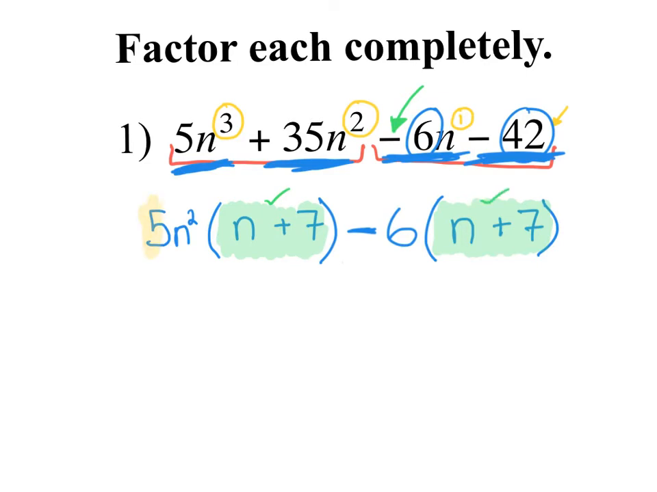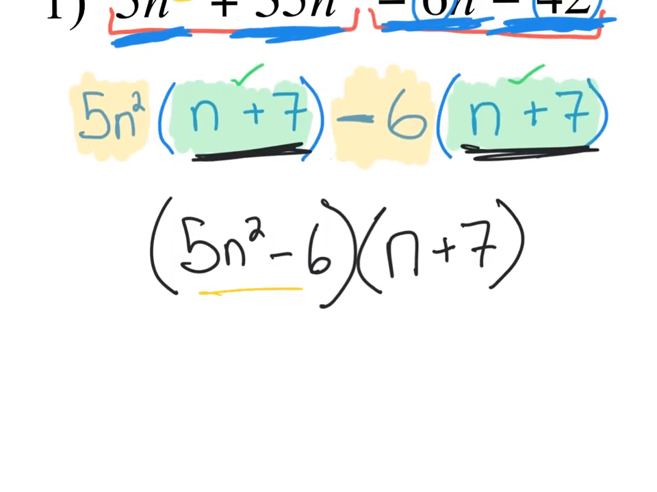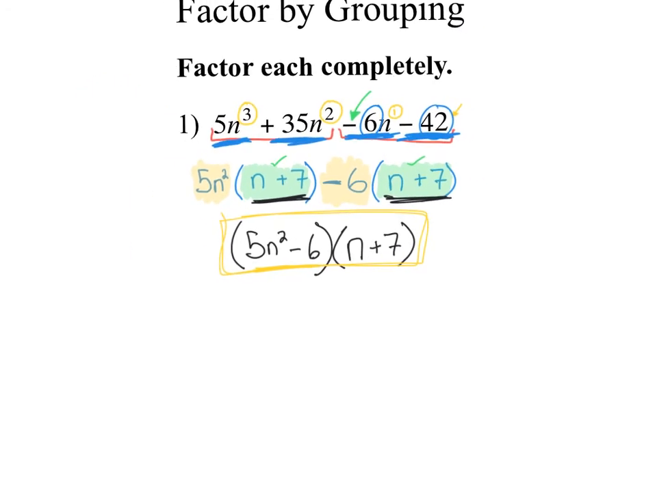Perfect. Now what we're going to do is take everything that's outside of the parentheses and group it together. So it's going to go 5n squared minus 6. Since these are the same, we're just going to write it once, n plus 7. And we're good. That is factor by grouping. Now, technically, you want to take a look at the first parenthesis here and make sure it does not factor any further. The good news is it doesn't. It just doesn't factor any further. So this is it. Guys, we got it. Factor by grouping.